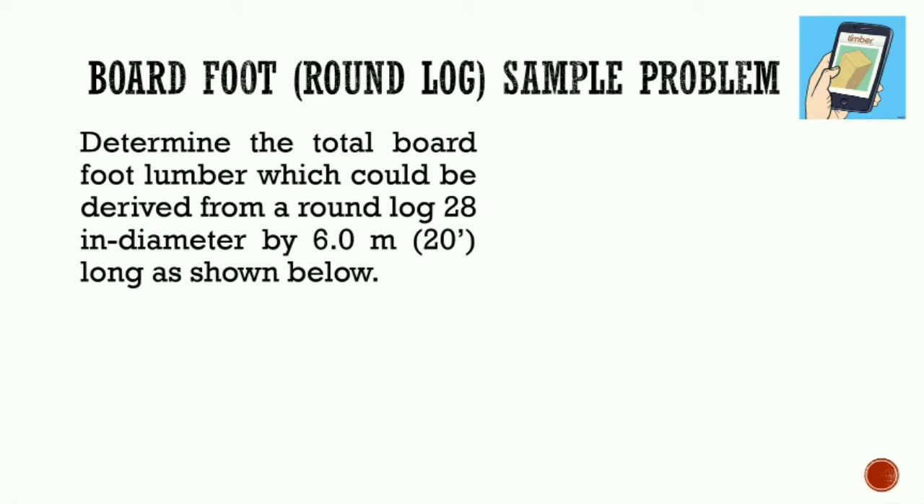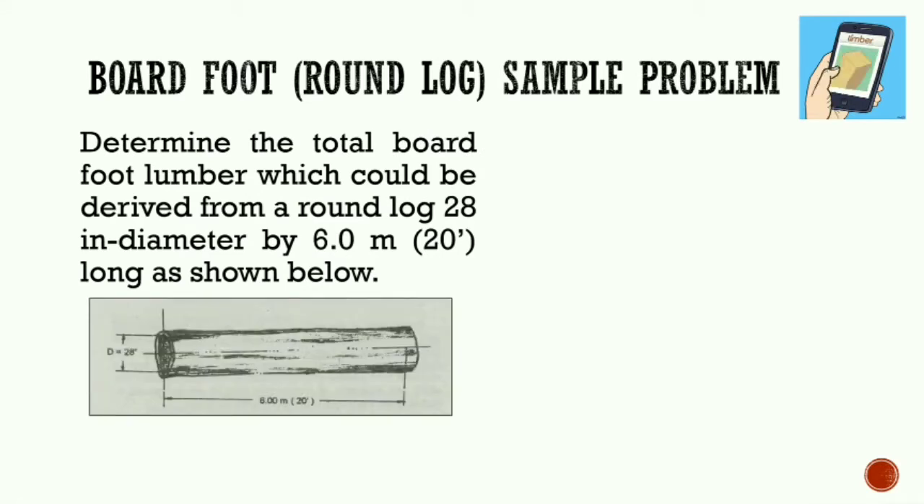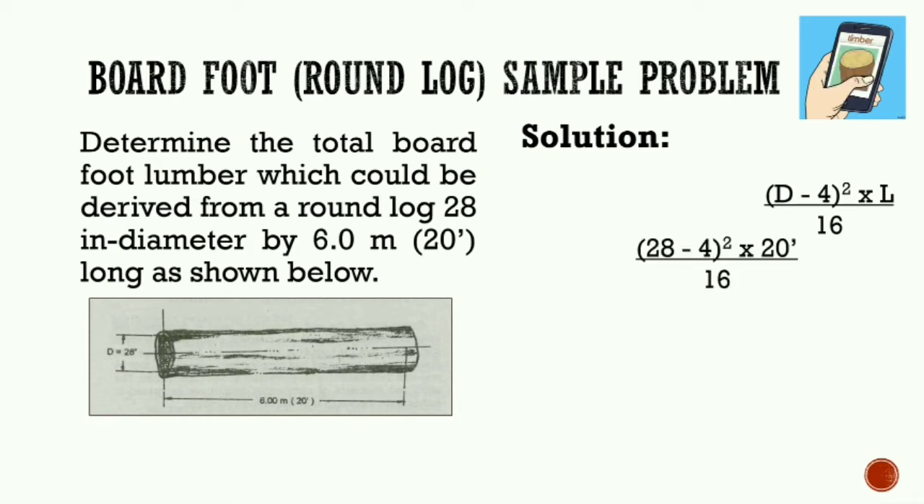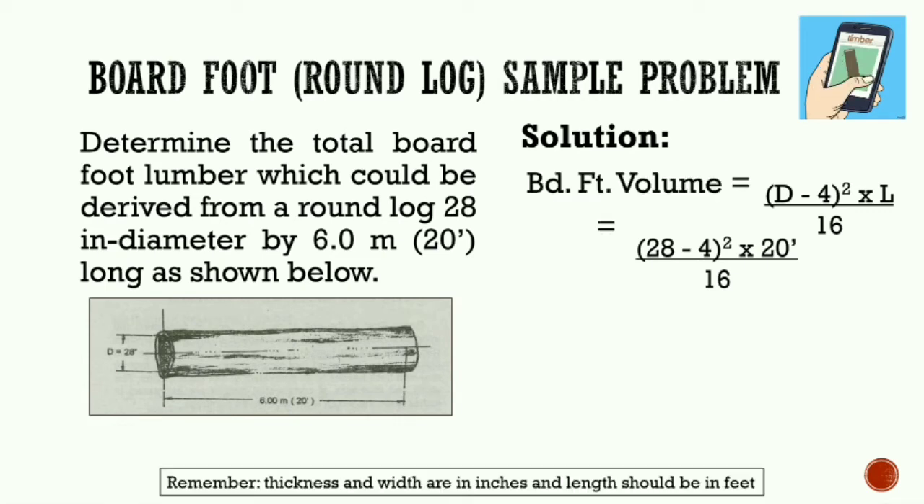Here is a sample problem for the round log board foot. Determine the total board foot lumber which could be derived from a round log 28 inches in diameter by 6 meters or 20 feet, as shown below. The solution goes like this. The formula for board foot is equal to (D minus 4) squared times L all over 16. Substitute the given values: (28 minus 4) squared times 20 feet over 16. The answer would be 720 board feet. We need to remember that the thickness and width are always in inches, while the length should be in feet.